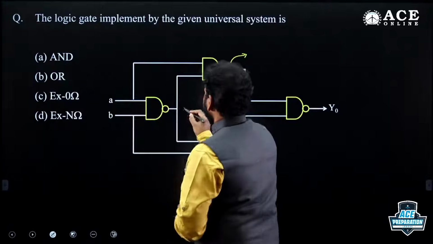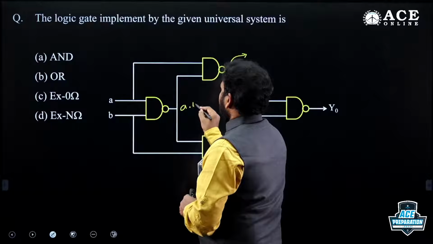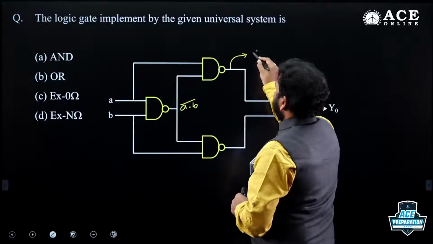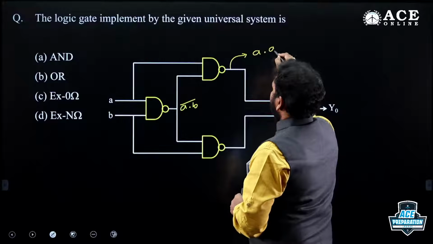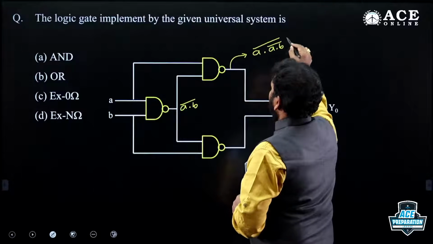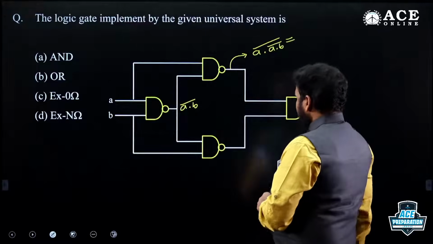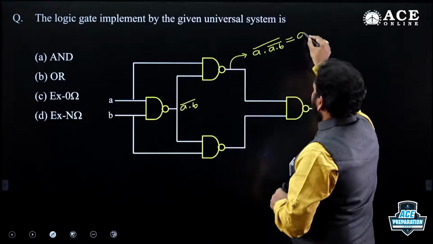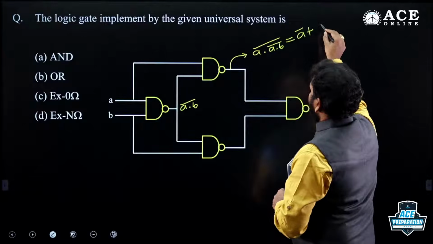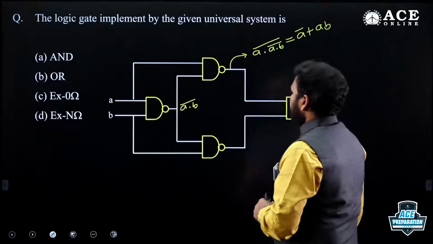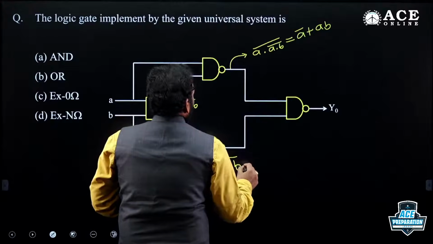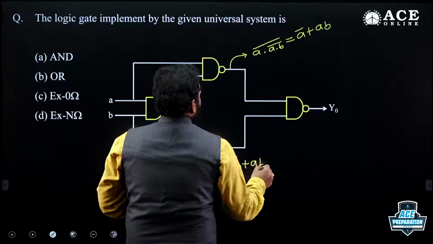Small letters, okay? A dot B whole bar. A dot AB bar, again bubble, whole bar is equal to A bar plus AB double bar. I am applying De Morgan's theorem, AB. Similarly, you will get B bar plus AB.